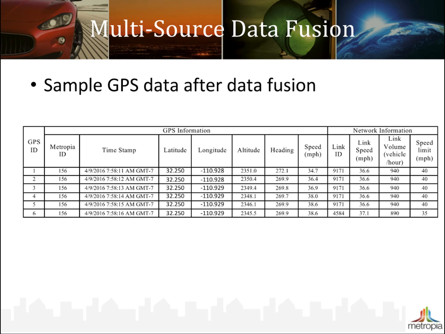This table shows the sample second-by-second trajectory data after combining the roadway geometry dataset and traffic data. This sample shows the data points collected every 6 seconds from 7:58:11 a.m. to 7:58:16 a.m. on April 9, 2016 by the app of the user number 156.